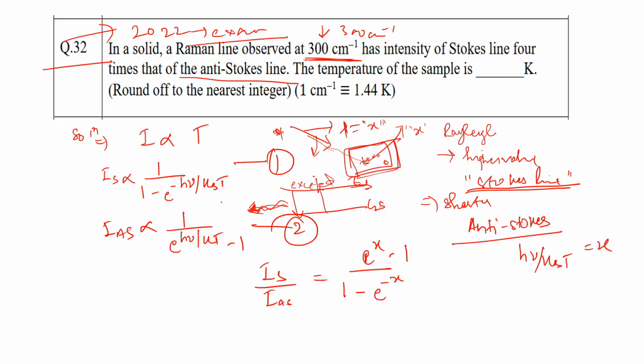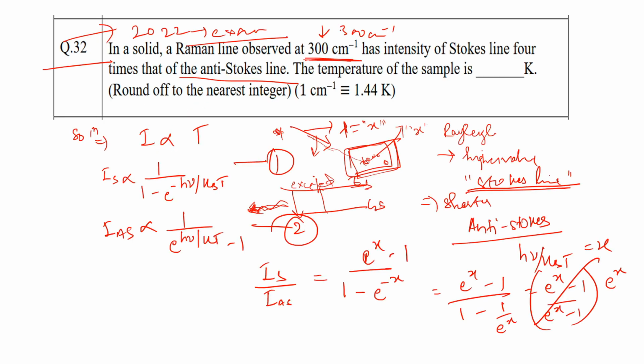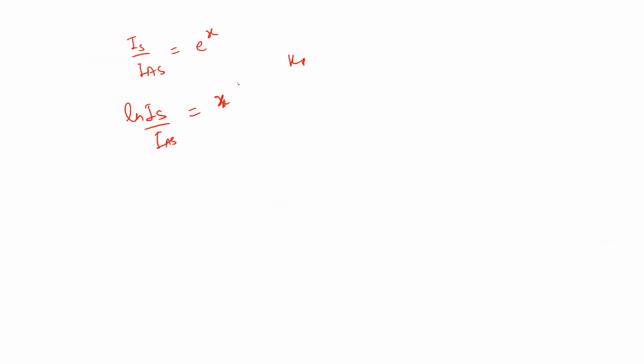This will go to the numerator. So this is e^x minus 1 upon 1 minus 1 upon e^x. So it is e^x minus 1 times e^x upon e^x minus 1. So this will cancel, and intensity of Stokes upon intensity of anti-Stokes line equals e raised to the power x. Taking log on both sides, this is x, and we know the value of x is h nu by kBT.